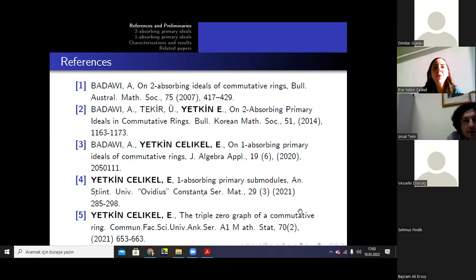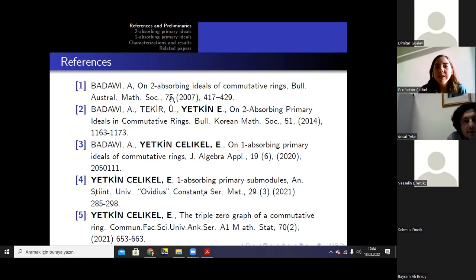Then I will turn back to our work, and I want to show you first the references, which I used in preparing these slides. Everything begins with prime ideals. Every structure in here depends on prime ideals. Every algebraist can confess that prime ideals have an essential role in commutative ring theory. That's why lots of research is done for generalizing this concept.